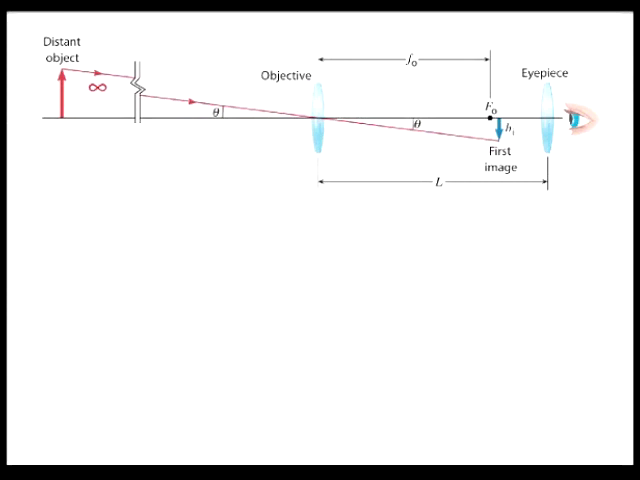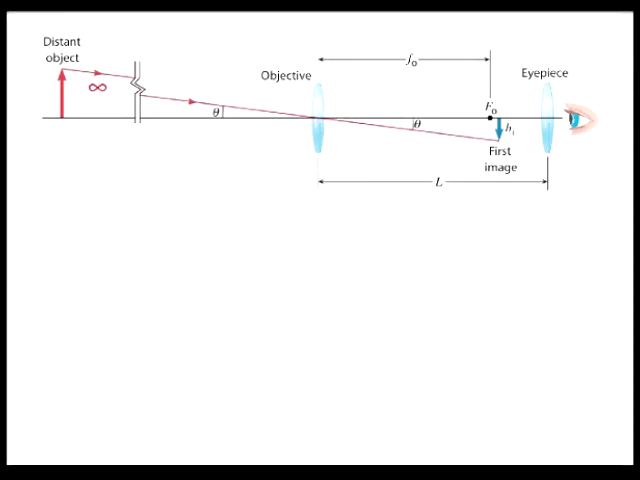There is another type of telescope that uses a mirror for the objective. A telescope that uses a mirror for the objective is called a reflecting telescope. Here we discuss a refracting telescope in the form of the two-lens system shown here.